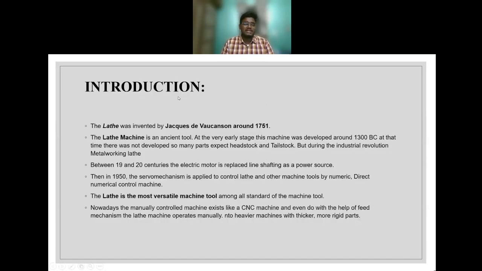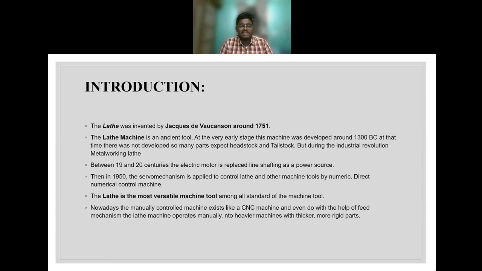The introduction: the lathe was invented by Jacques de Vaucanson in 1751. The lathe machine is an ancient tool, developed at a very early stage, around 13,000 BC, when there were no parts except the headstock and tailstock. But during the Industrial Revolution, the metalworking lathe was invented. Between the 19th and 20th century, the electric motor replaced the line shaft as the power source.